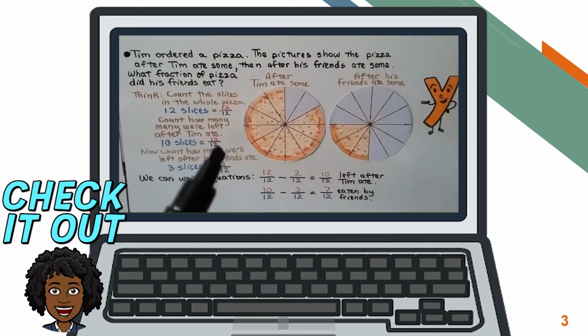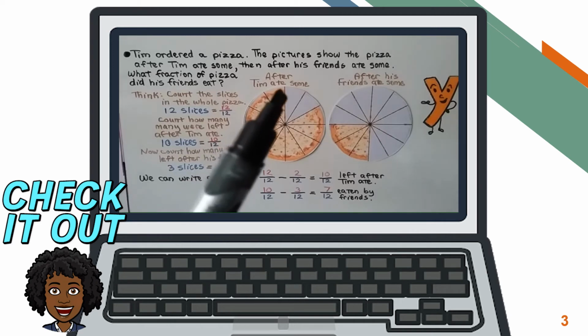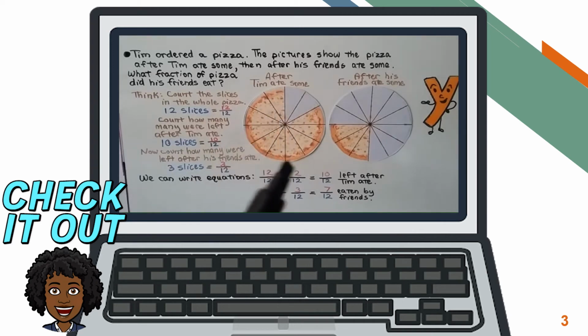We count how many were left after Tim ate some. Well, 2 were eaten, so that means there's 10 left. That's 10/12 is left. Now we count how many were left after his friends ate. There's 3 slices. That's 3 of the 12, 3/12.